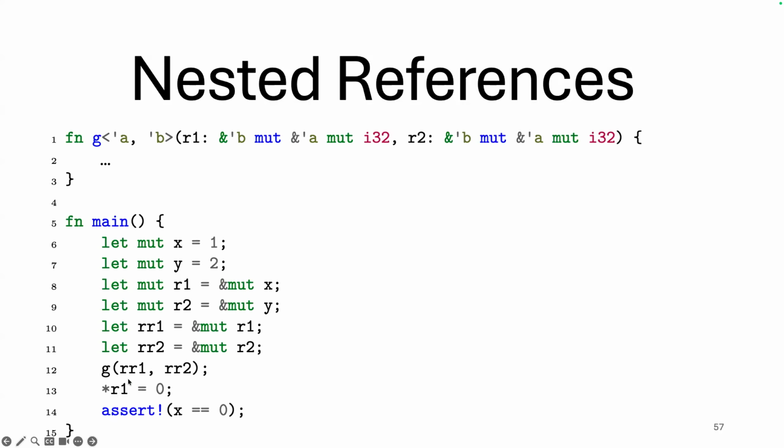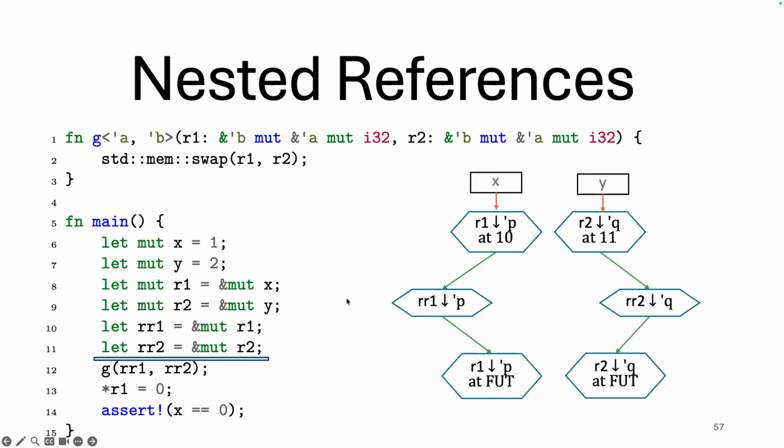And the reason for this is G. Because what G could do is swap the borrows stored in R1 and R2. That is the borrows under lifetime A. So the effect of G could be to put the borrow of Y into R1 and put the borrow of X into R2. Now, to handle this case, we need to do something.